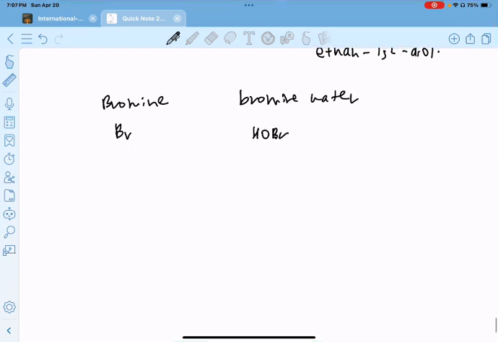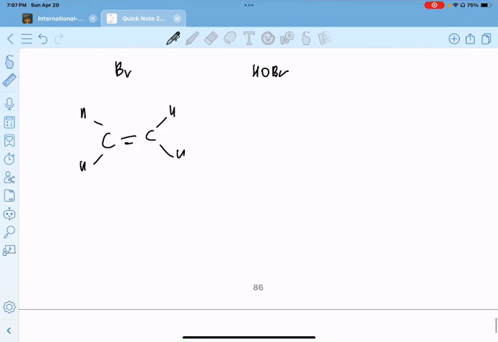So when you have an alkene, let's use the simplest one again. This is ethene, and you add bromine. The bromine will break the carbon-carbon double bond, and what you'll form is 1,2-dibromoethane, okay? Now if you use bromine water, you will form the same thing, just with OH here, okay?